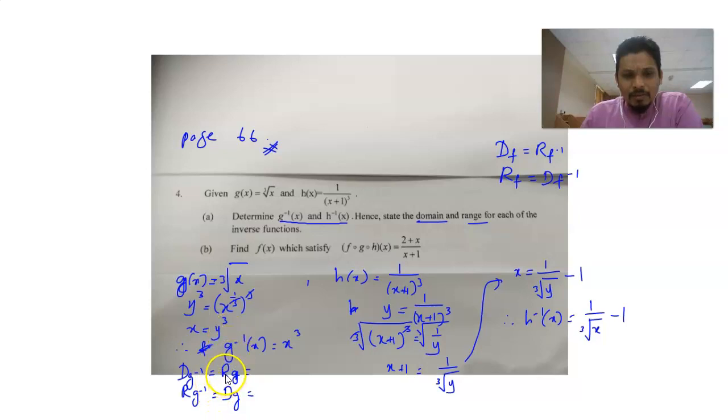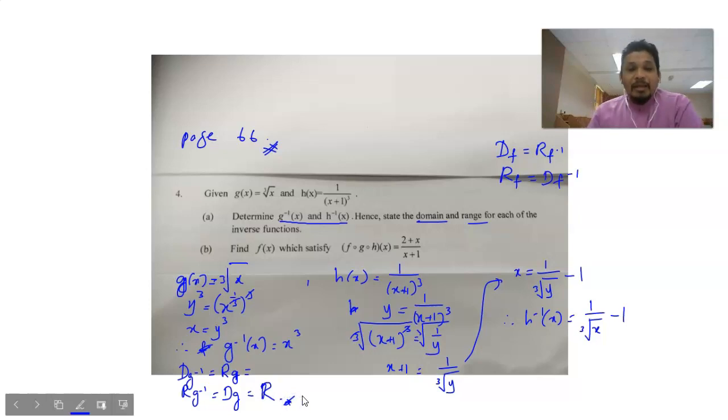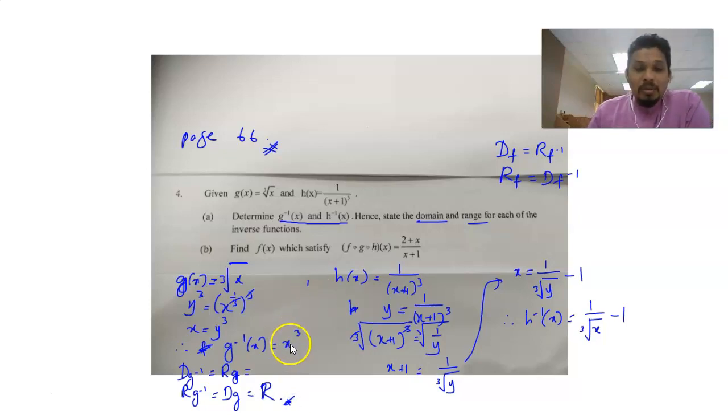Let's find it now using the function of g and its domain. The domain of g is from negative infinity to positive infinity. The domain of g is all real numbers, so the range of g is also all real numbers. And then we find the domain of g inverse. In this case, g inverse of x equals x cubed, so the domain is also all values of x. So it's all real numbers.